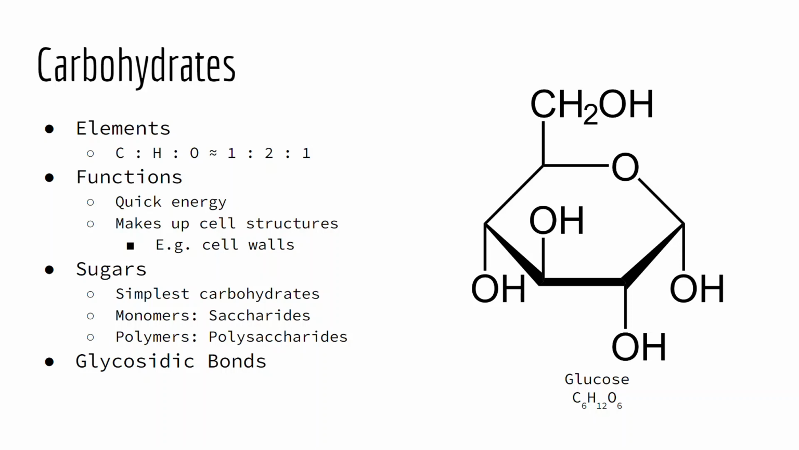The simplest carbohydrates are sugars, and the monomers of sugars, so the very building blocks of sugars, are called saccharides. The polymers of sugars, which is just many saccharides bonded together through dehydration synthesis, those are called polysaccharides. And each of the bonds between these saccharides are called glycosidic bonds. And on the right here we have an example of the chemical structure of glucose, a very common and famous, I would say, saccharide.